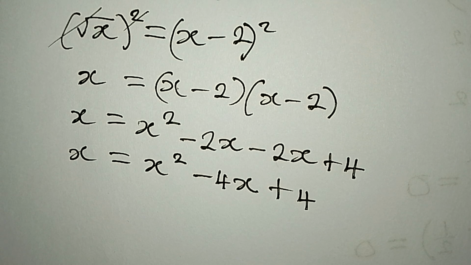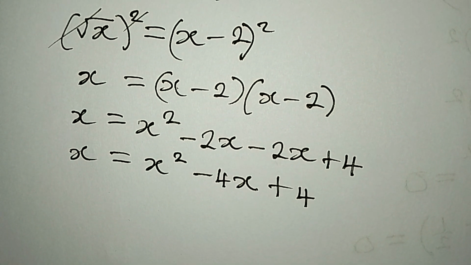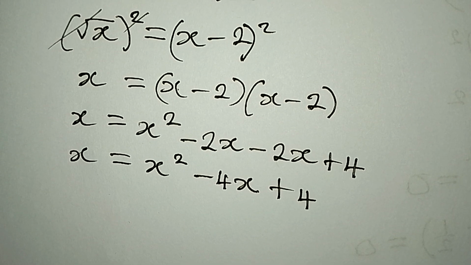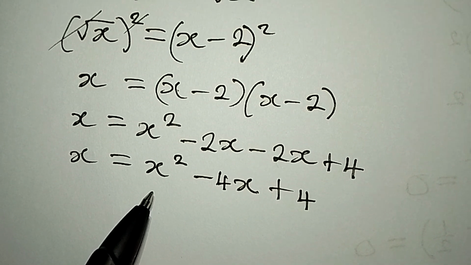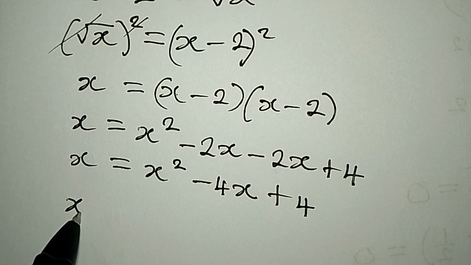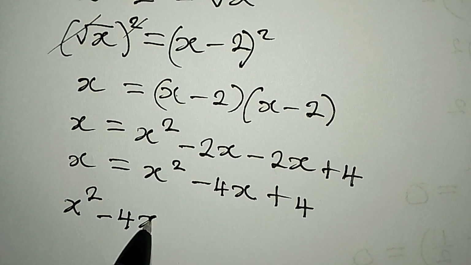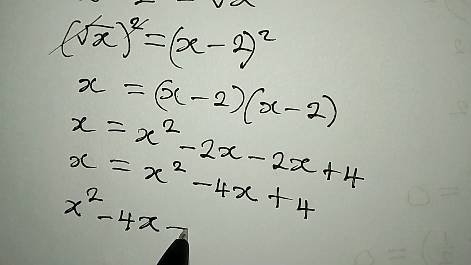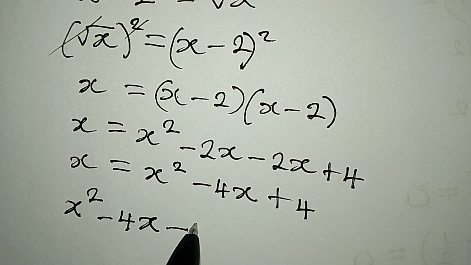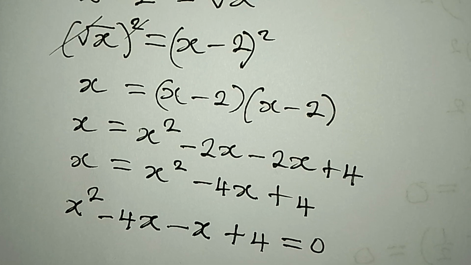Then let's write this better. Since this is already a quadratic equation, the variable with the power of 2 will appear first. So we have x to the power of 2, then minus 4x. Then this is on a different side, right? So if it comes here, it becomes minus x. Then we have plus 4. This is equal to 0.